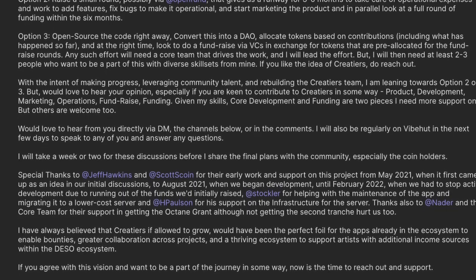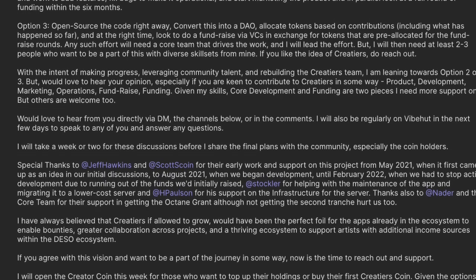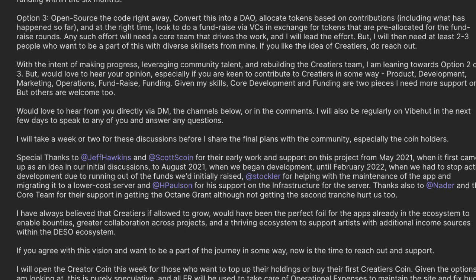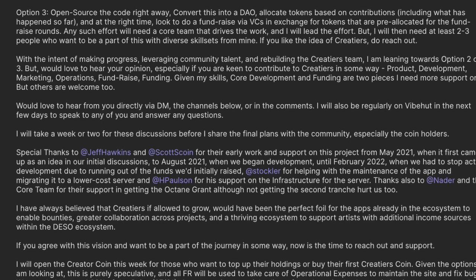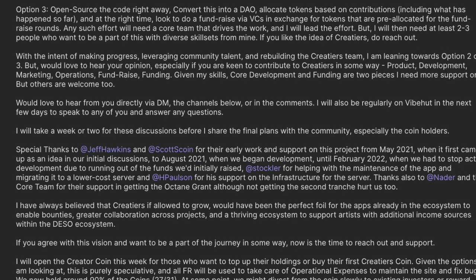So I'm going to make this site, the app, I guess you could call it operational, and then market it. And option number two would allow them to do that. And option number three would be open sourcing of the code. So they'd open source all of the code right away and then convert it instantly into a DAO.